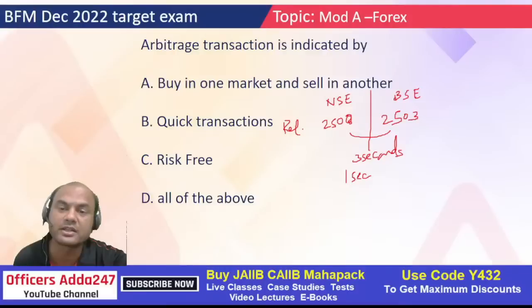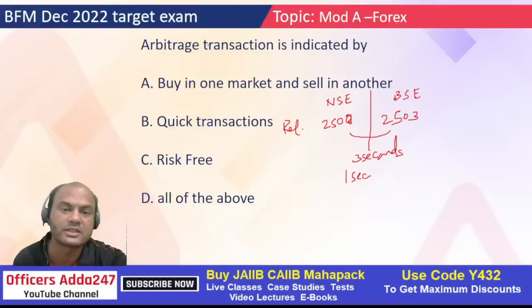But my systems should be so strong that I'll purchase 1 lakh shares of Reliance at NSE over here, and immediately within 1 second I'll sell them at BSE. So I've gained 3 rupees per share. 1 lakh shares means 3 lakh rupees. What is the risk to me? No risk. Just buy it over here, sell it over here. Only the point is the time frame. Time should be the important factor.